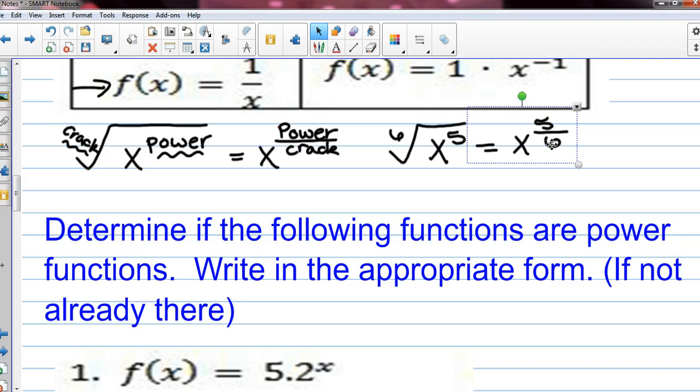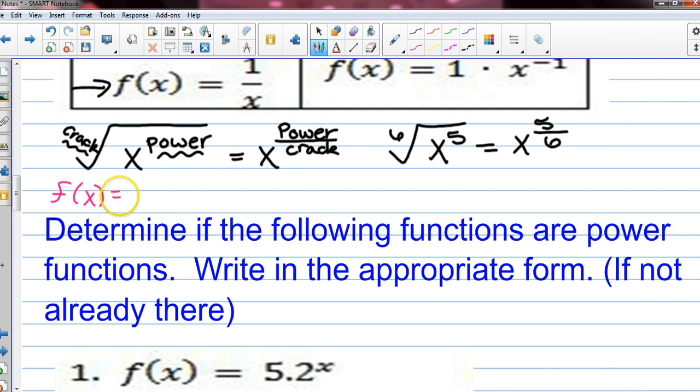And further, if you have a fraction, like f of x equals 1 over x to the 5th, to turn that into a power function, you needed to bump that exponent to the top. So that would be written as f of x equals x to the -5th.